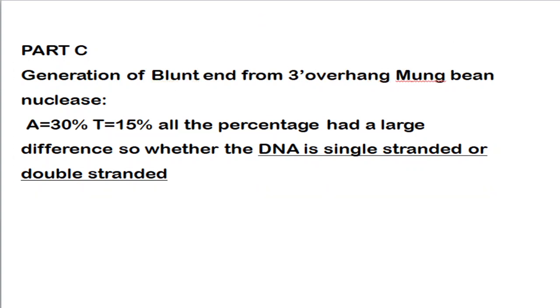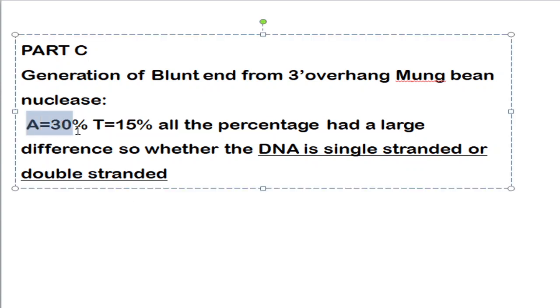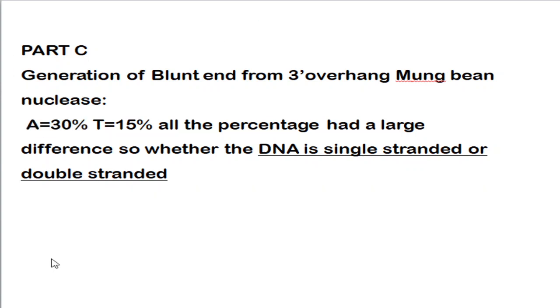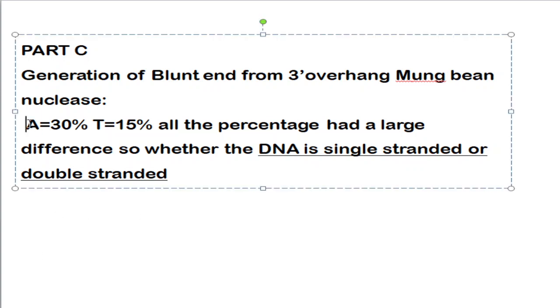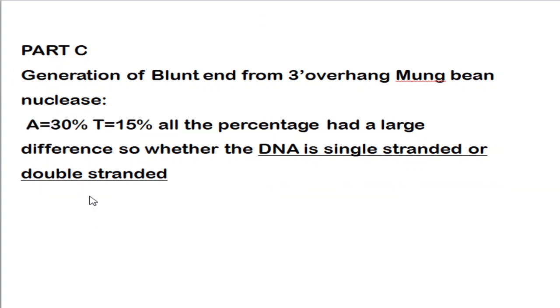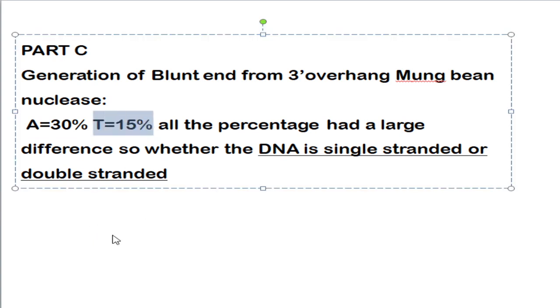Next they have a question in part C. They generated blunt ends from a 3' overhang with mung bean nuclease, and they found A is 30% and T is 15%. Whether the DNA is single strand or double strand, it is ultimately a single stranded DNA. If it is double stranded DNA, then there would be equal amounts of A and T. So A should be 30% and T should be 30%. But here they have given adenine concentration as 30% and thymine concentration as 15%.